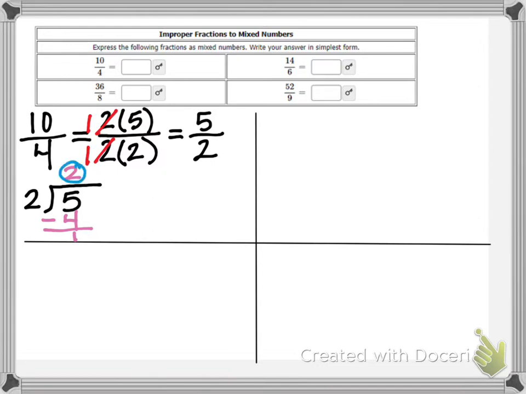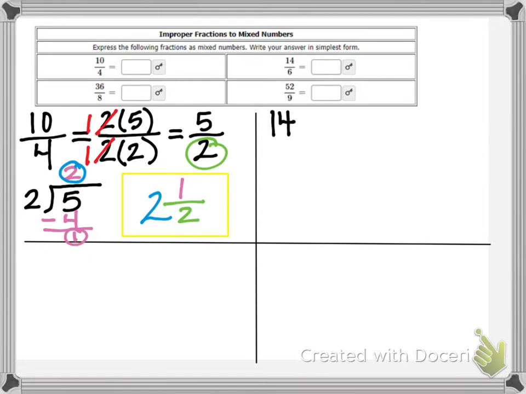My quotient 2 is the whole number part of my mixed number. My remainder of 1 becomes the numerator of my fractional part, and the original denominator is the denominator of my mixed number. Since my original denominator was 2, my mixed number will also have a denominator of 2. So my mixed number is 2 1/2, and that is the simplest form.